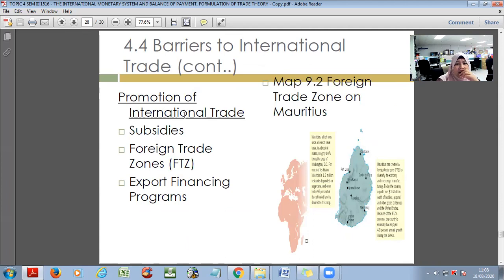And for the promotion of international trade, we have subsidies, foreign trade zones, and also export financing programs. Under subsidies, a subsidy is a kind of mechanism injected by the government in order to help and boost local businesses to penetrate markets internationally. When we're talking about subsidy, it is mostly for the benefit of local entrepreneurs, local businesses and local people, the public.